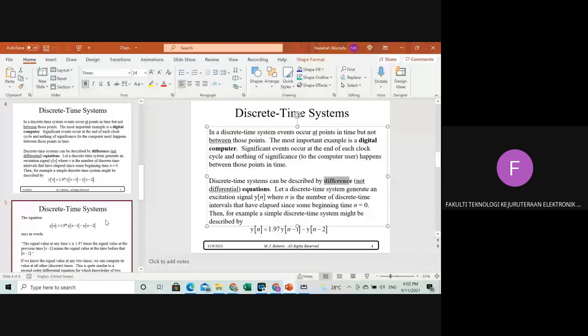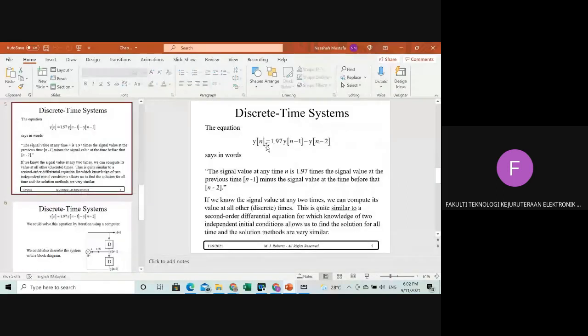So this is an example of a difference equation, and this is how we say it in words. The signal value at any time n, that is y(n), the output signal at any time n, is 1.97 times the signal value at the previous time, n-1, minus the signal value at the time before that, n-2. So this difference equation is used to describe a discrete time system.